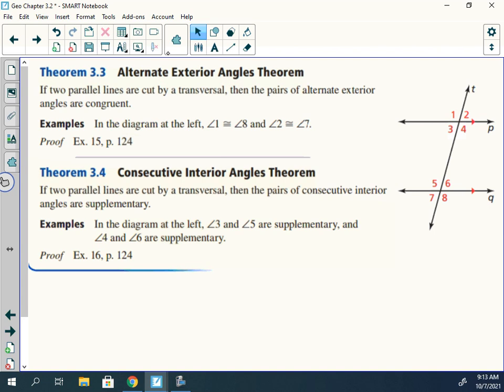If two parallel lines are cut by a transversal, then the pair of consecutive interior angles are? Trey Duncan, please come to the office. Trey Duncan, please come to the office.